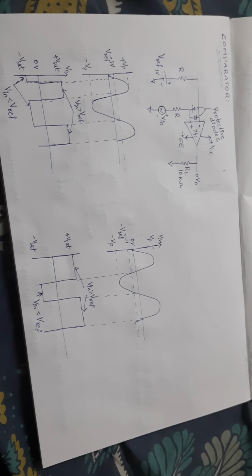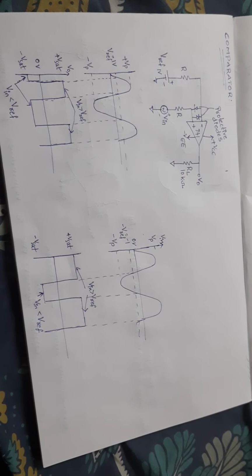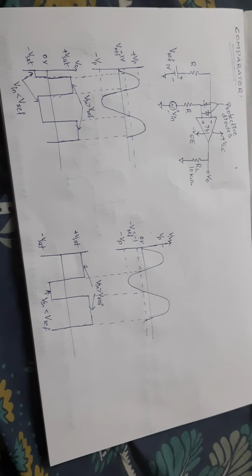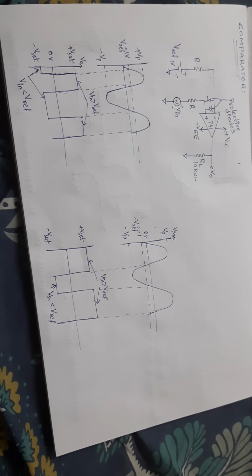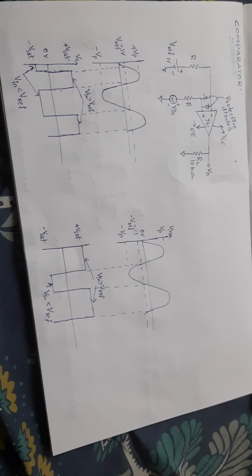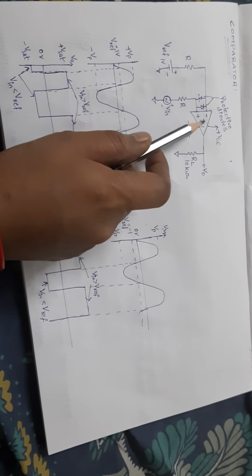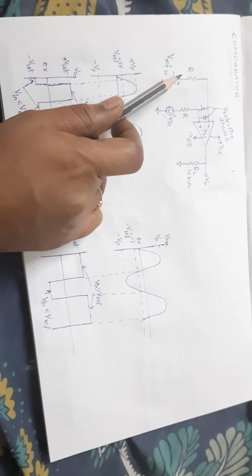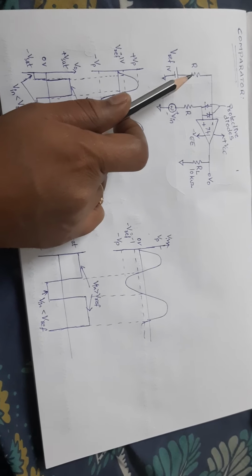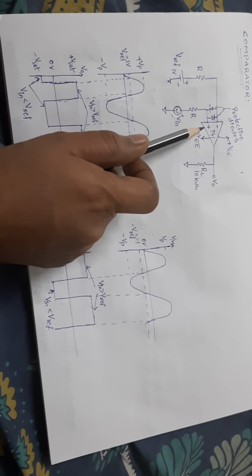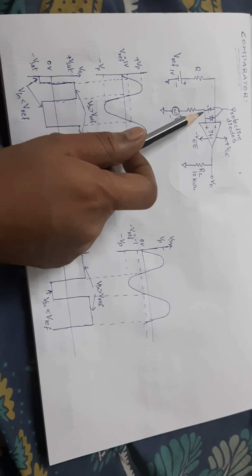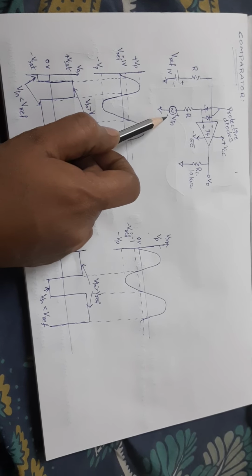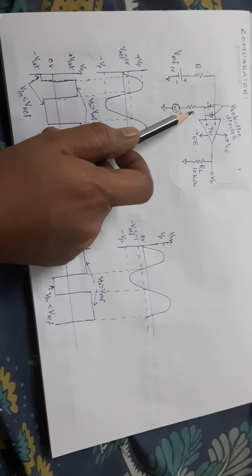Hi students. Today we are going to discuss this comparator. In this comparator circuit, observe here, for the inverting terminal, we are giving the connection of V reference through the resistance R, and for the non-inverting terminal, that is positive, we are giving the input Vin through resistance R.